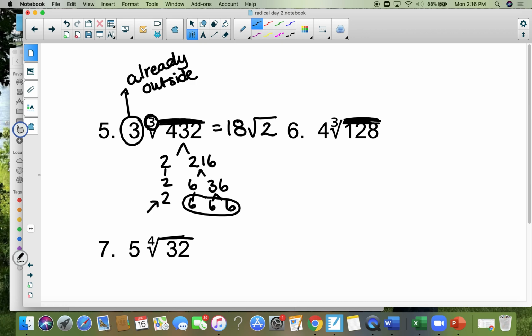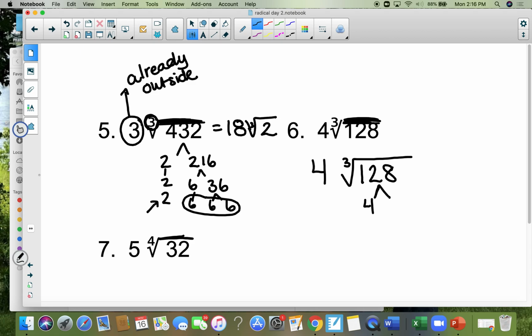that's going to be marked wrong if you don't make sure you put a little 3 inside of that root. Make sure it's inside of the root to show me that it's the cube root of 2. Okay, let's do this one. I'm going to rewrite it. It's 4 times the cube root of 128.